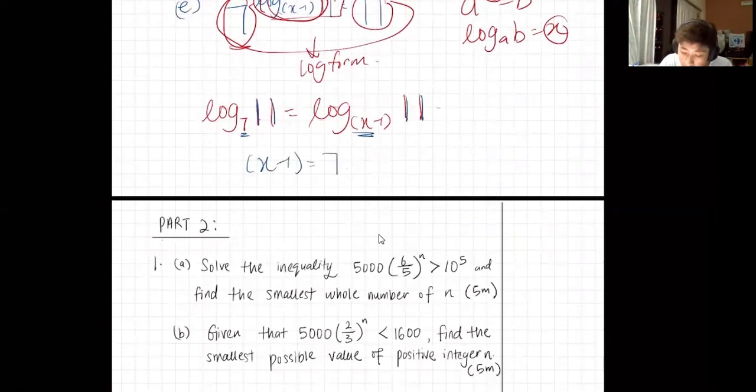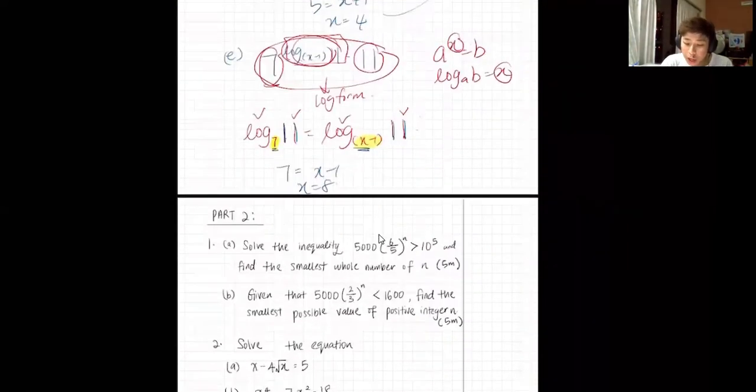For now, ask yourself whether you can compare this one and this one. Other than this yellow highlighted portion, are the rest exactly the same or not? You check. On the left, you have 1 log, on the right, you have 1 log. Correct. And you have 11 here, and 11 here. Correct. So other than the highlighted part, everything else is the same. So you can compare. 7 is equal to x minus 1. X is equal to 8. This is the way you can check if you can compare or not. Don't forget, this is a very important thing to check.